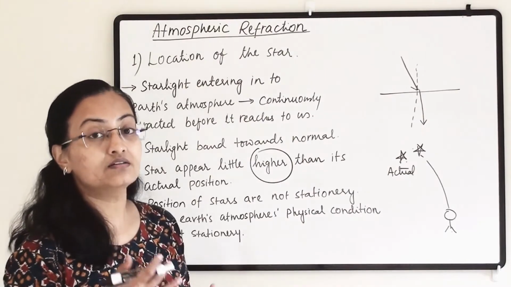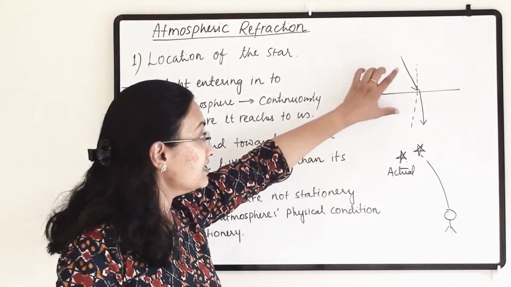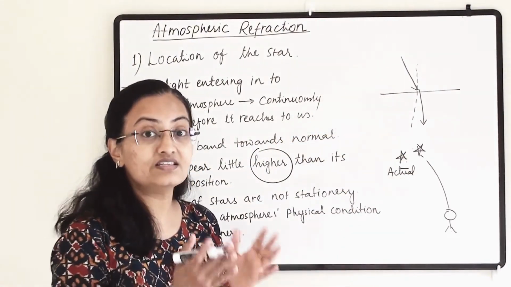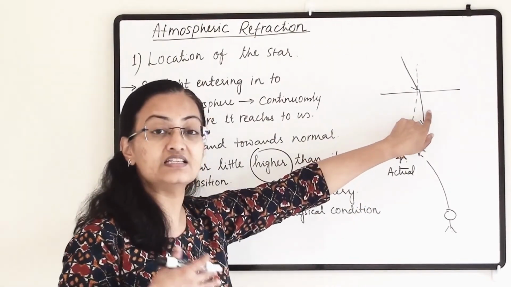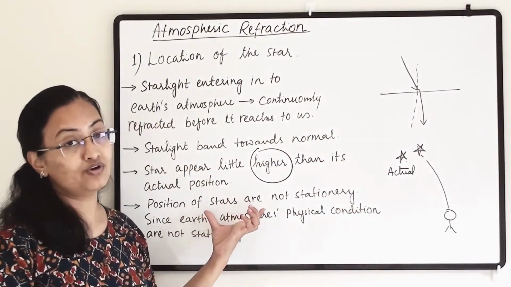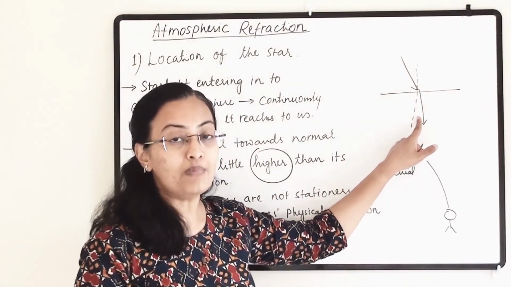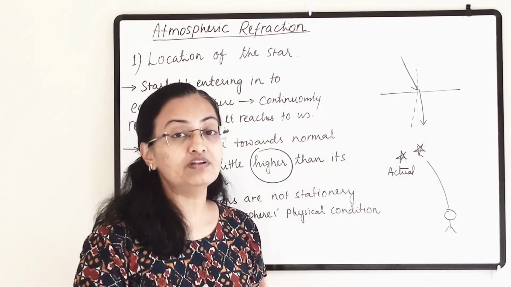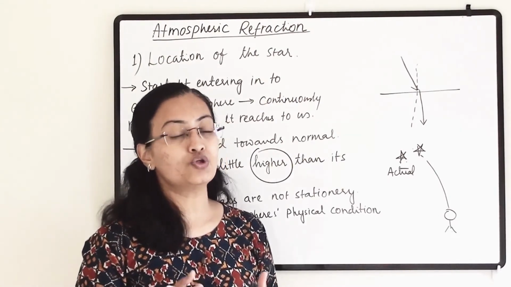We know that the Earth's atmosphere is continuously changing, and the refractive index depends upon the Earth's atmosphere. As the atmosphere is not stationary, the refractive index keeps on changing. So that's why the position of the stars will not be stationary. It depends upon how much this ray will bend and how much it will come towards the normal. Accordingly, we will be able to see the star's position. So it is fluctuating and it is not stationary.